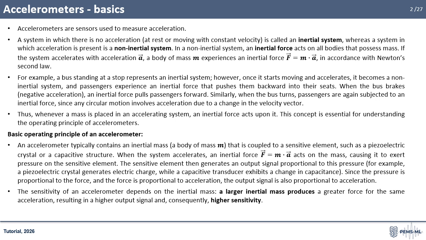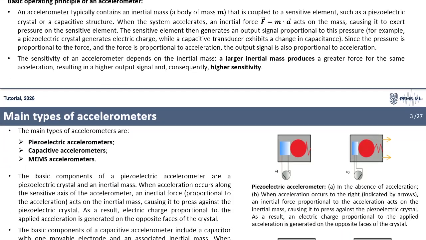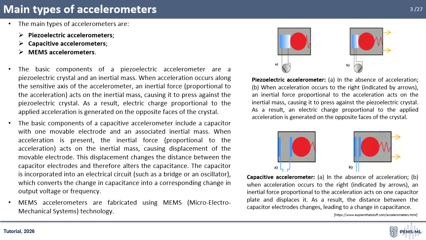The sensitivity of an accelerometer depends on the inertial mass. A larger mass produces a greater force for the same acceleration, resulting in a higher output signal and greater sensitivity. The main types of accelerometers are piezoelectric, capacitive, and MEMS accelerometers.